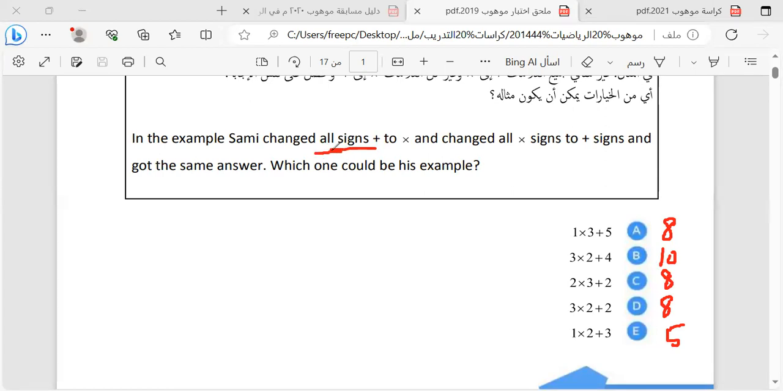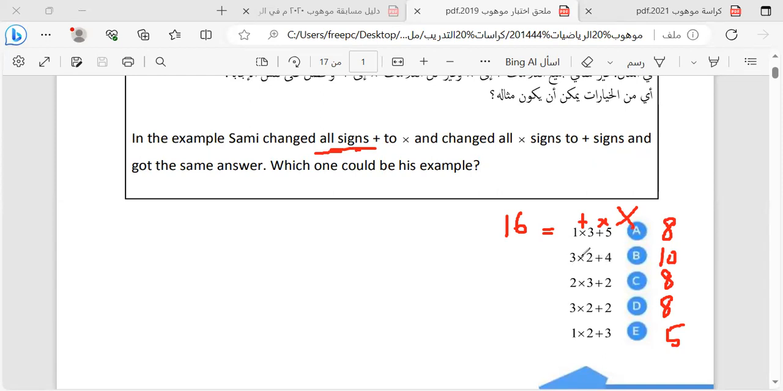Then, all the plus signs we change to multiplication. Here, multiplication, we put what? Plus. And here, what? Multiplication. Okay, we want to find the answer. 5 times 3 is 15 plus 1 is 16. So here it is 16. It's not the same, right? So the answer A is wrong. The answer got changed by 2.